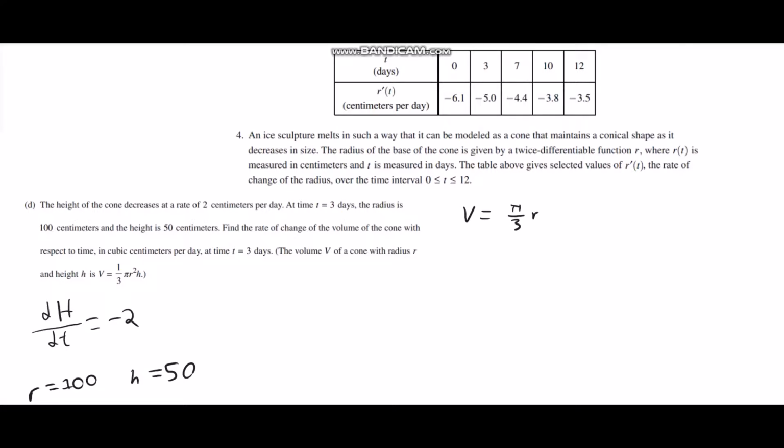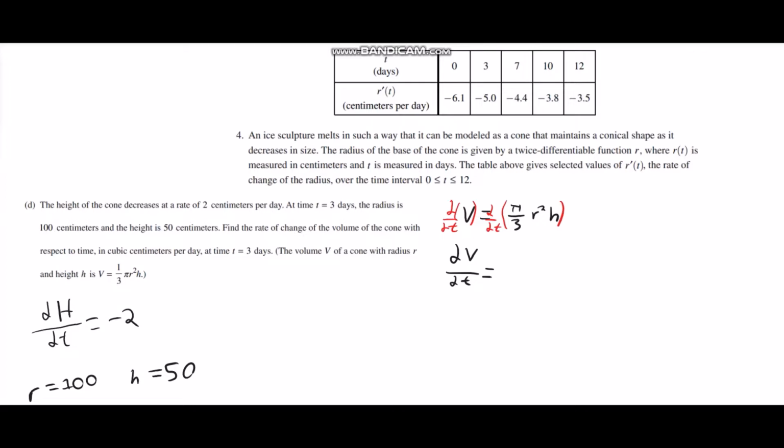And then we have the r squared h. Now, we're looking for the rate of change of the volume with respect to time. So we're looking for dV dt. So I'm going to take d dt on both sides of this equation. So we'll do a d dt here, and a d dt here. And now let's see what that gives us. On the left side, we just have dV dt, which is what we're looking for.